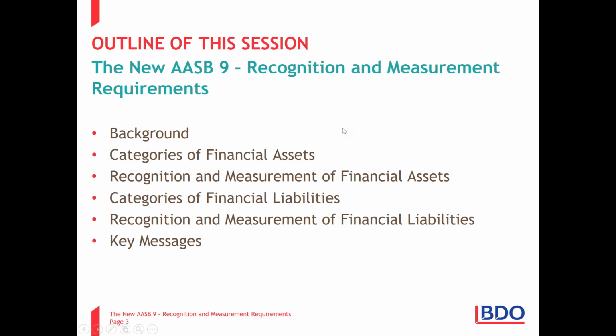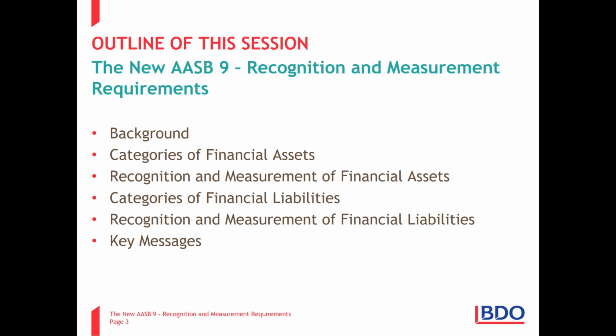So the outline of this session: in the new AASB 9, there are, I would say, three main areas impacted. The one is recognition and measurement requirements. The other one is impairment of financial assets, and the third one, hedging. And you'll see we've therefore scheduled 3 different webinars in 2017 addressing those different aspects. Today we're focusing on the first part, and that is the recognition and measurement requirements, and a big part of that are the new categories of financial assets.